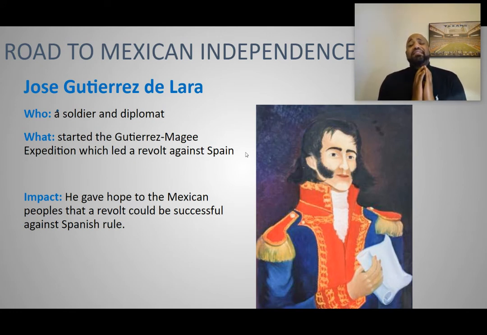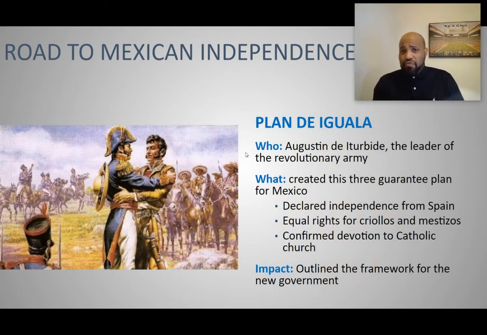And finally, Spain gets upset and says, no, look, we've got to stop this. So Spain finally sends a good enough amount of troops, and in the Battle of Medina, they kind of cancel all of that out. 1,300 men end up dying in that battle. It's still known as the bloodiest battle in Texas. And so pretty much at that point, the whole revolutionary army is wiped out. However, the impact is he gave hope to Mexican peoples that they actually could be successful, because they did win some battles.